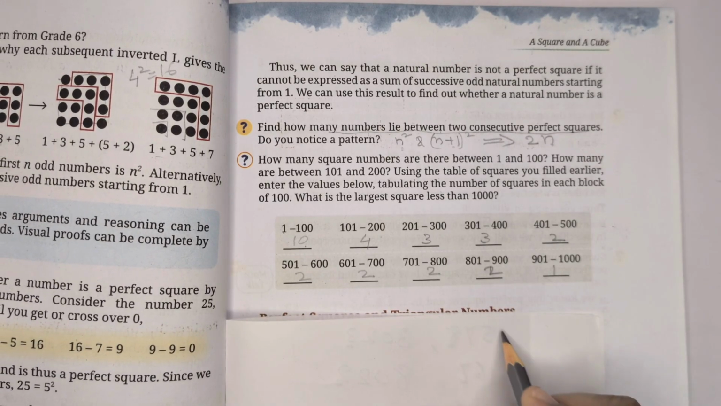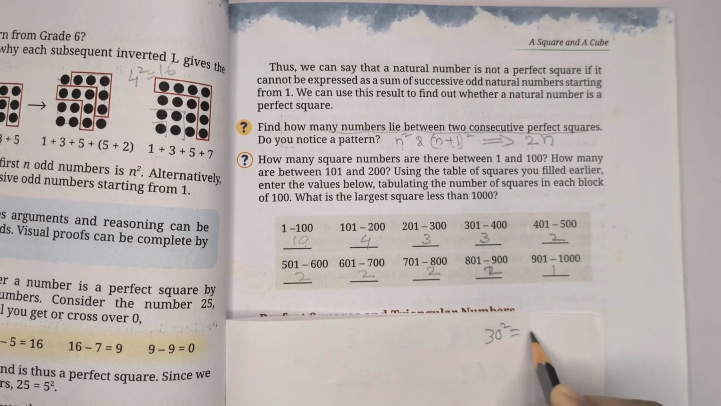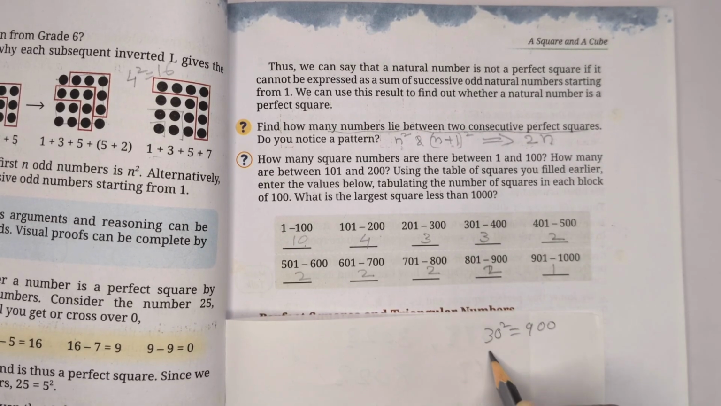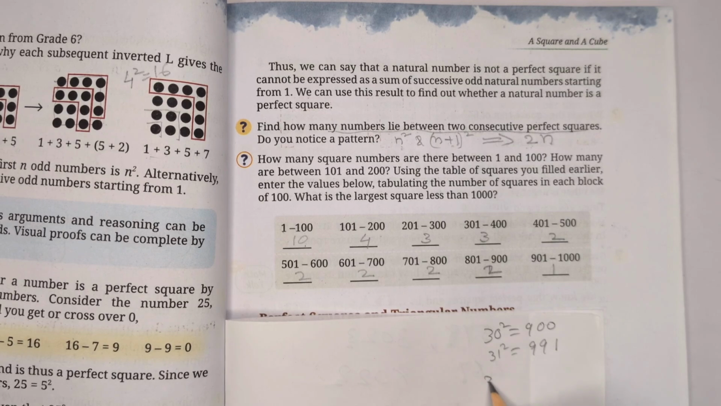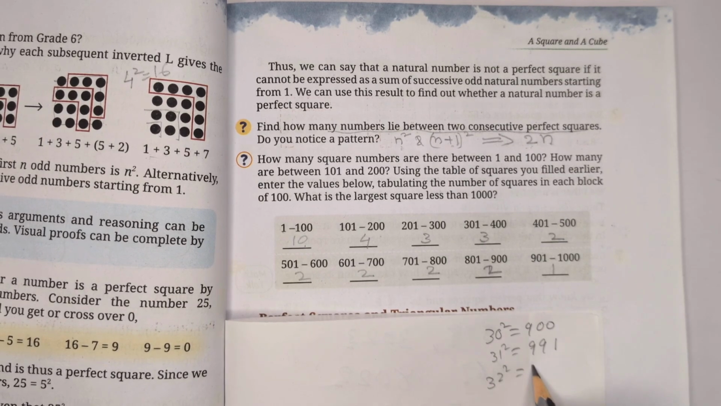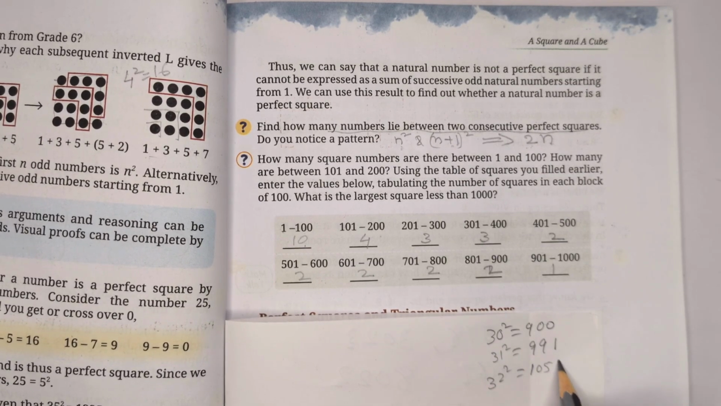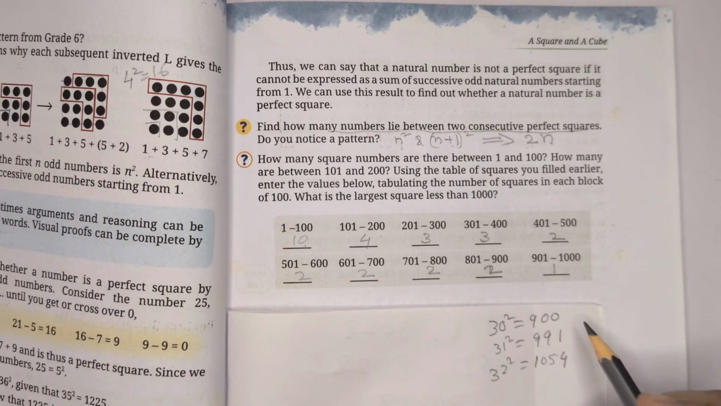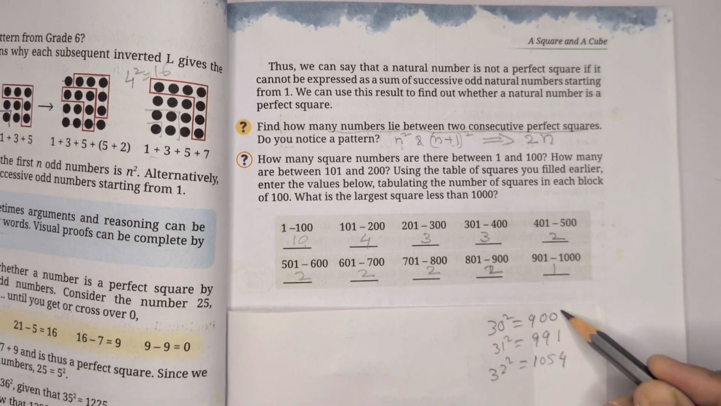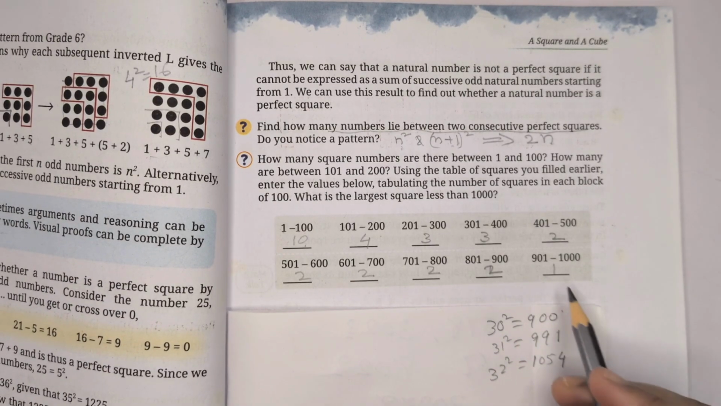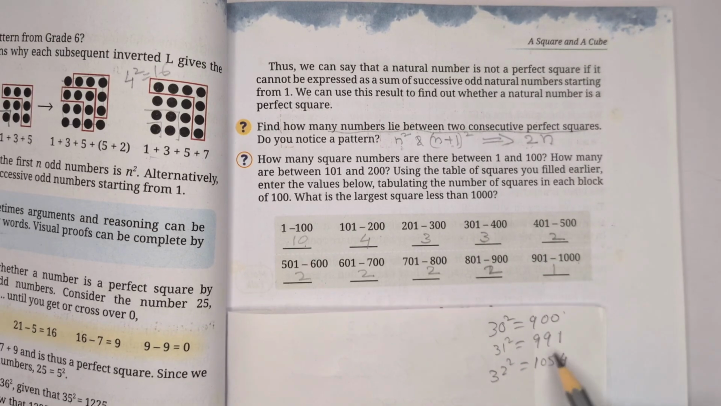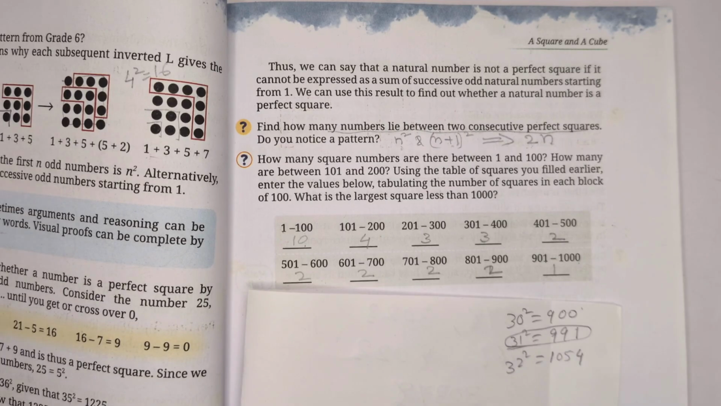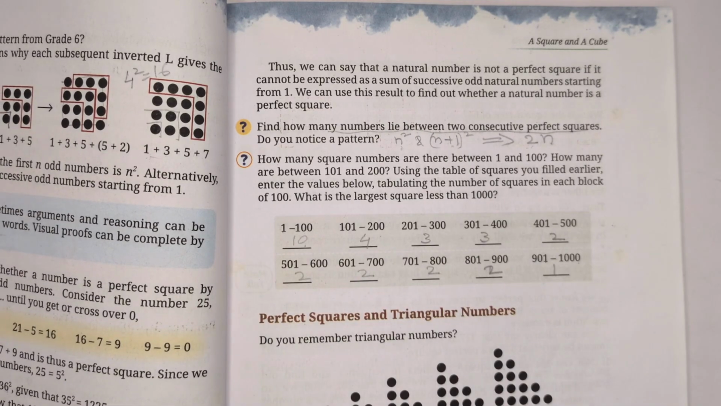We know that 30 square is equal to 900, then 31 square is equal to 961, and 32 square comes as 1024. So in between 900 and 1000 only one number is coming. 900 is already included here. From 901 to 1000, it is coming only 31 square, one number. So by looking at the table we can write it.